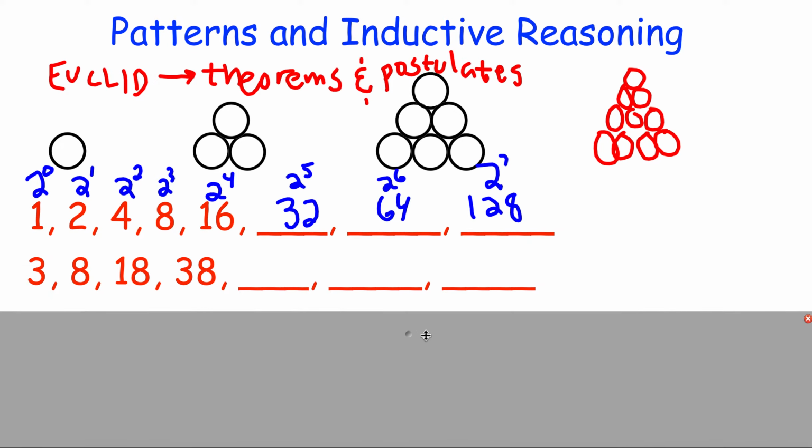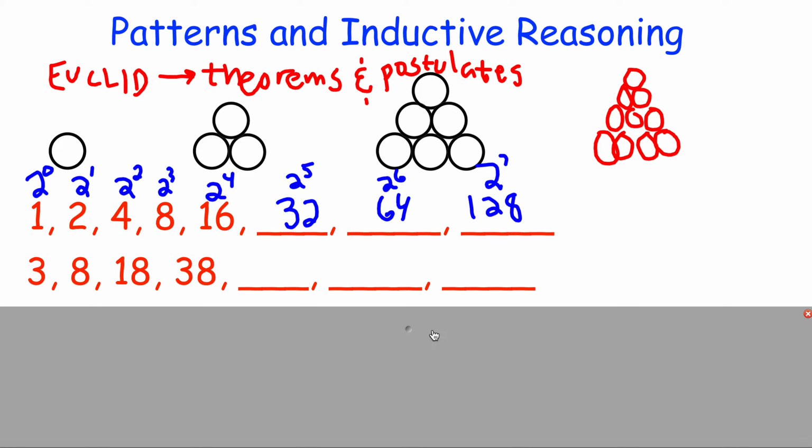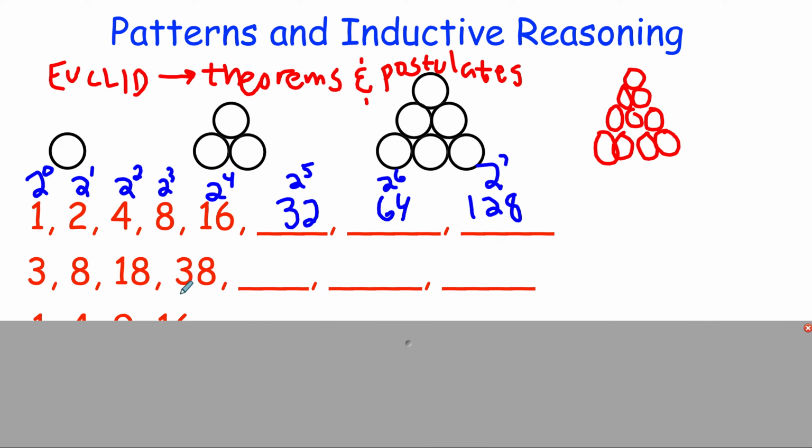So let's keep moving. Let's see what we can do here. 3, 8, 18, and 38. Do you see the pattern? Well, if you look more closely, let's look at what the difference between each of these values is. The difference between 3 and 8 is 5. So I'm just going to write a little 5 right there. The difference between 8 and 18 is 10. And the difference between 18 and 38 is 20. So what do you think would be next? What would we do?